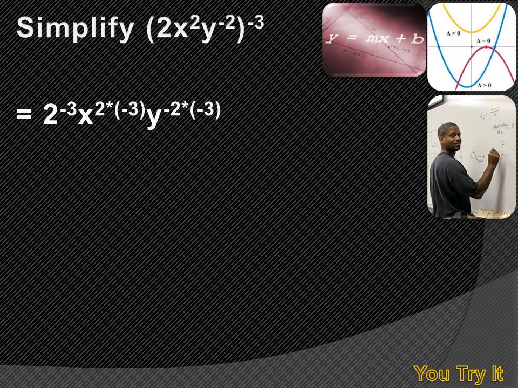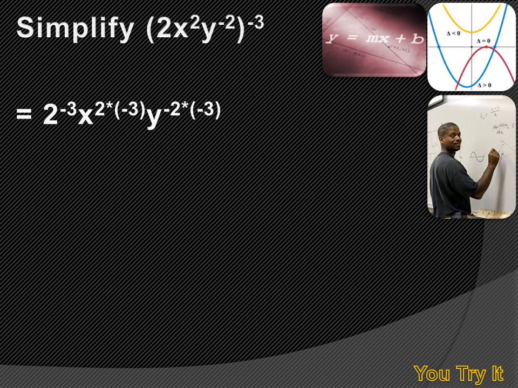When I do that, I get 2 to the minus 3 power. I also get x squared to the minus 3 power, which means I'm going to multiply my 2 times a minus 3. I go to my third term, y to the minus 2, and I want to take that to the minus 3 power, which means I multiply my two exponents together.